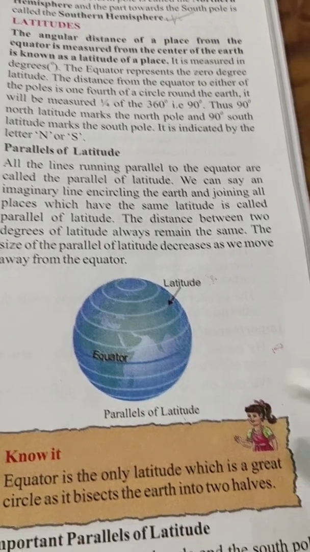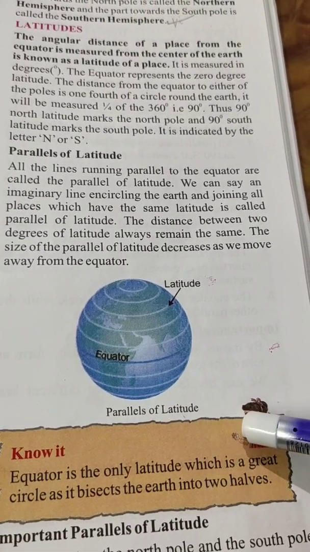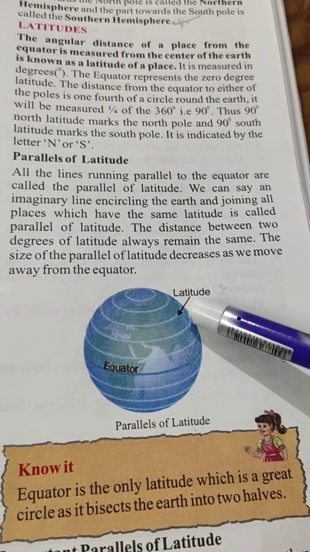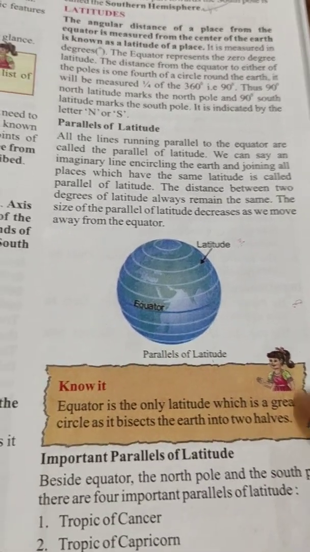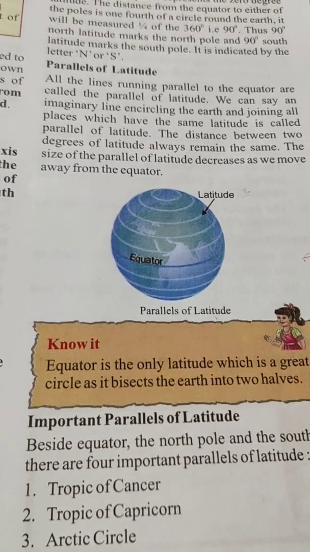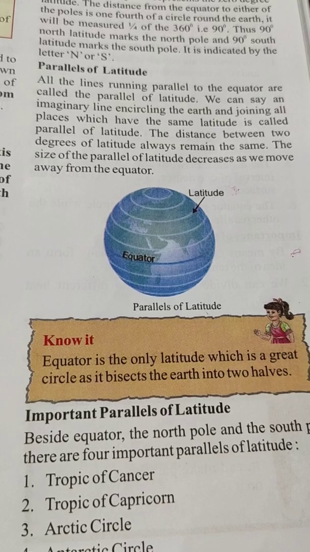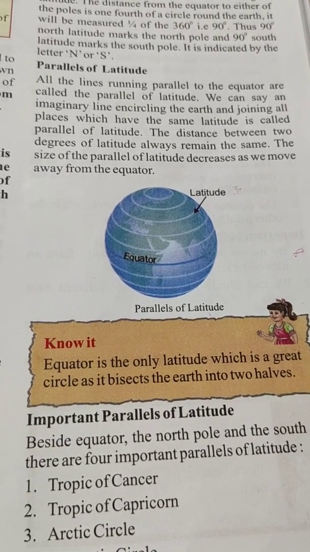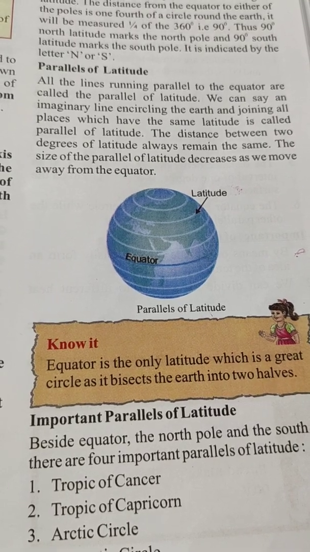Students, see, this is parallels of latitude. This is the equator, this is latitude. The equator is the only latitude which is a great circle, as it bisects the earth into two halves.